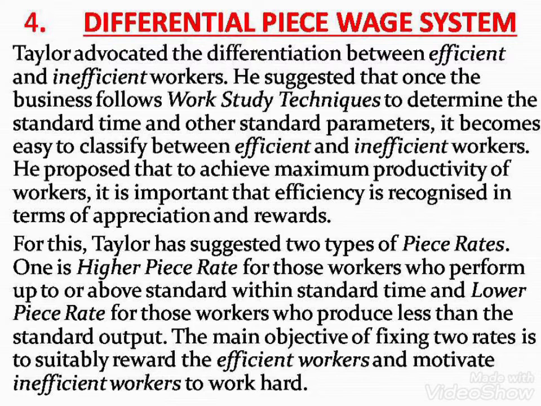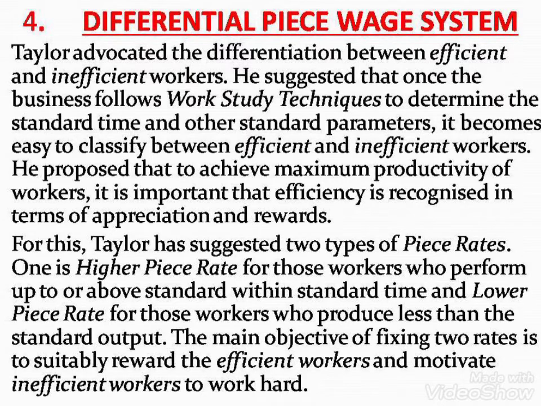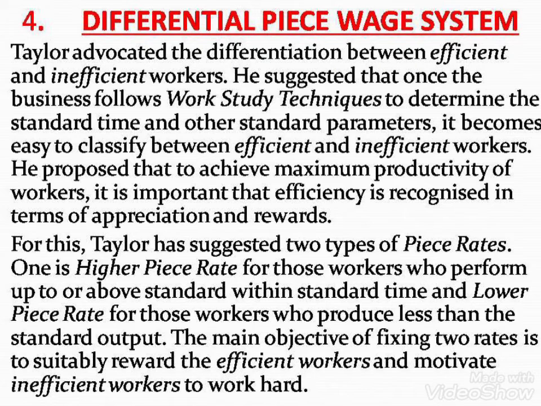For example, a standard to produce 10 units is fixed for an hour. Those who produce 10 units in a shift shall get Rs 10 per unit, and those who produce less than 10 units in a shift will get Rs 8 per unit. Now suppose X produces 8 units and Y produces 12 units in one shift. Now X will get Rs 64 because he had produced 8 units only, and the standard production is 10 units.